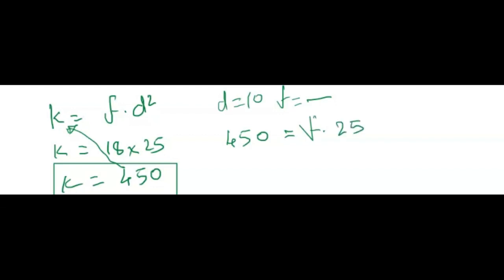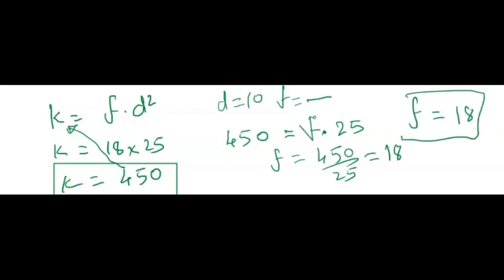That we just found, right? So F times 25. F will be equal to 450 divided by 25. That is very easy, you can guess, that is 18. The answer is 18. So the value of F that we got, frequency F is equal to 18. This is the final part.